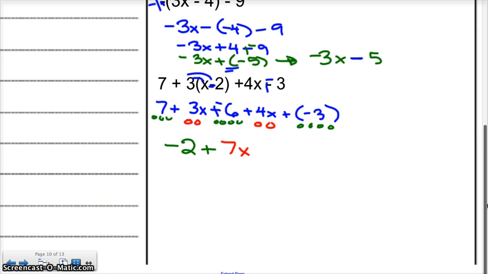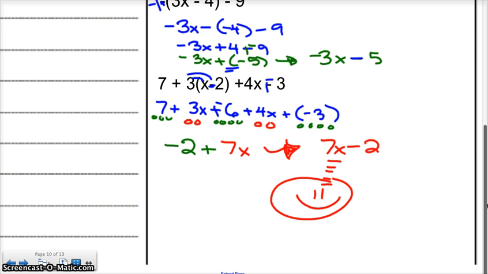The math etiquette person says, hey, this isn't as pretty as it can be. Now I would accept that, you're good, it's okay. But as pretty as it can be would be 7x minus 2, because you always want the variable first. It makes math land happy, and I don't know why.